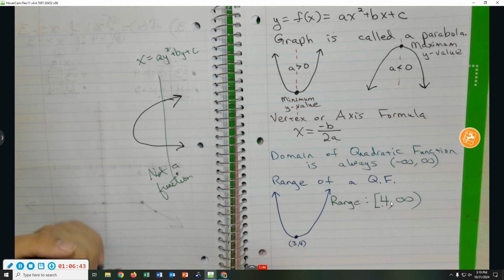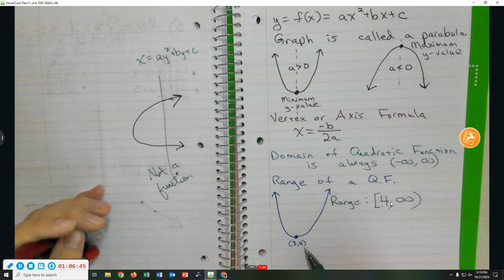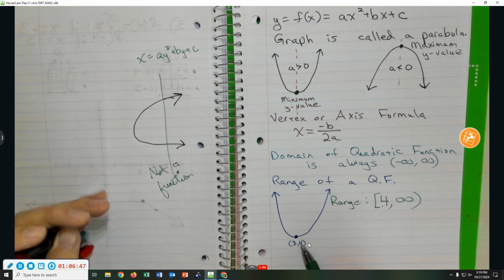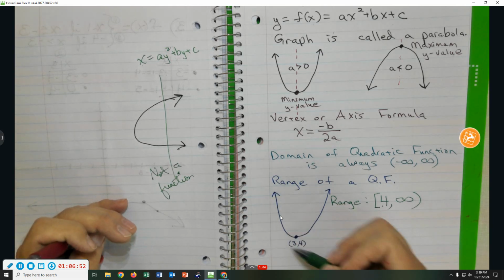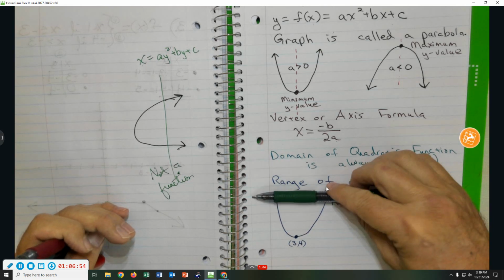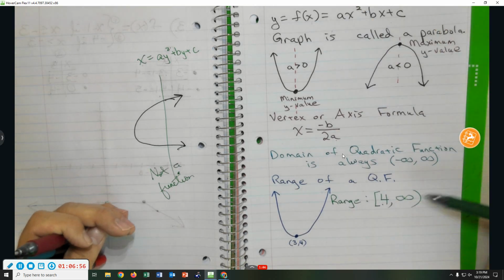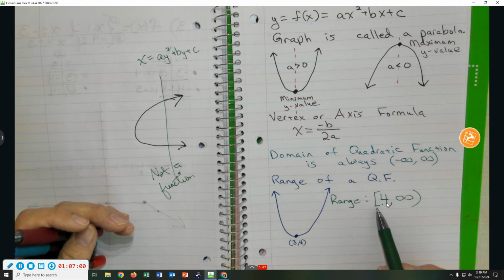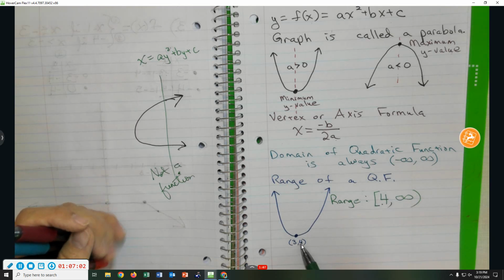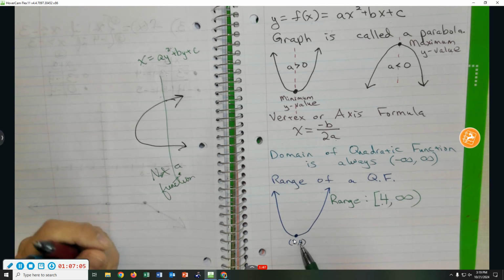Y'all follow our logic there. You follow my logic there. The y-coordinate of the vertex is the smallest y-coordinate when a parabola is opening upward, and then it just never stops. It just keeps going and going forever. So bracket 4 to infinity. And we're using a bracket because 4 is actually being used as the y-coordinate.